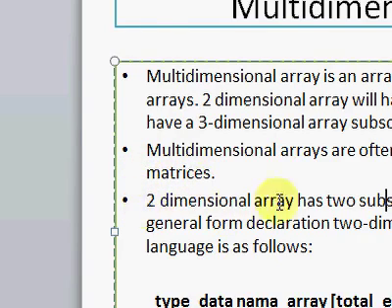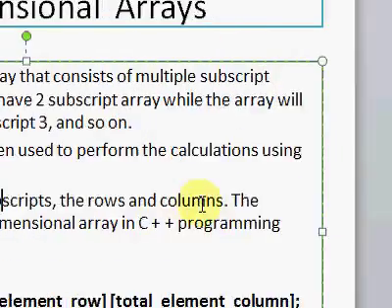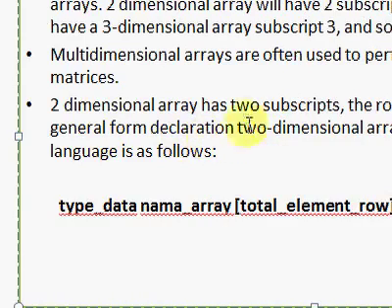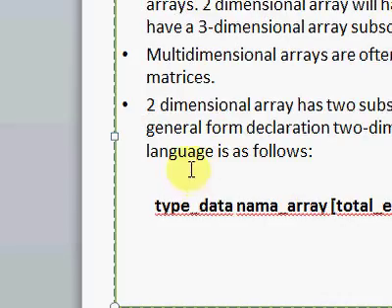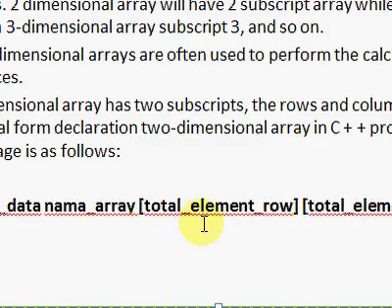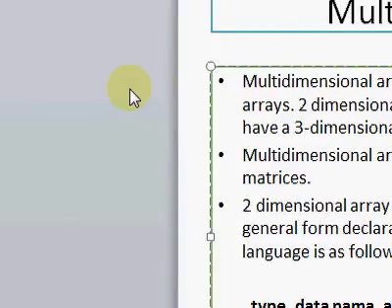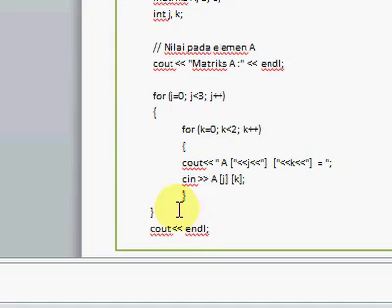A two-dimensional array has two subscripts, the row and the column. The general form of declaring a two-dimensional array in the C++ programming language is: data type, array name, total elements of row, and total elements of column. So I will use a code example for you.